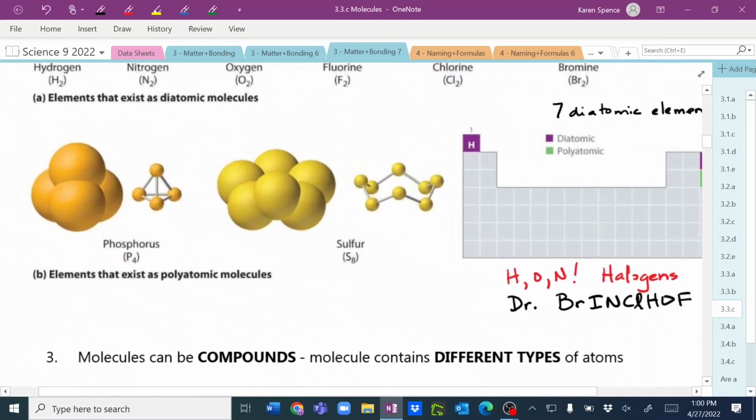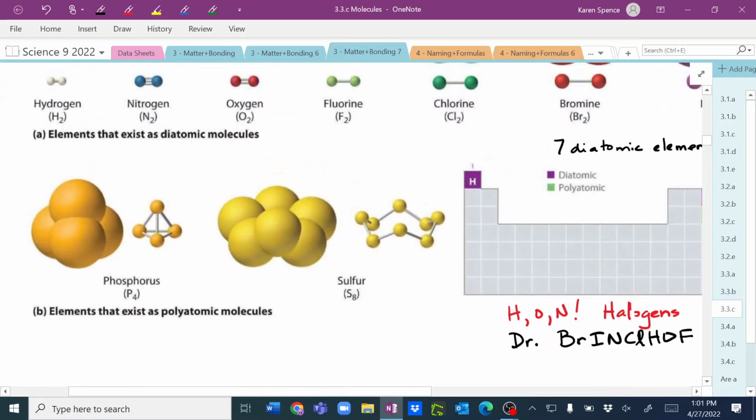Okay, you are not expected to know that phosphorus is P4 and sulfur is S8. I've just put them in there because it's interesting to look at those molecules, okay? There are other polyatomic molecules, elements.